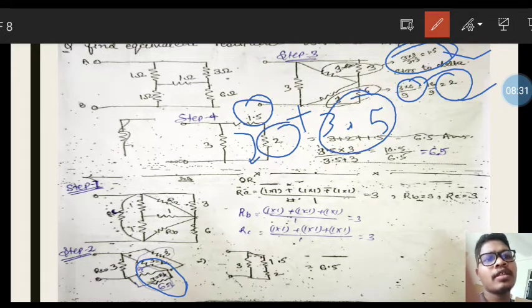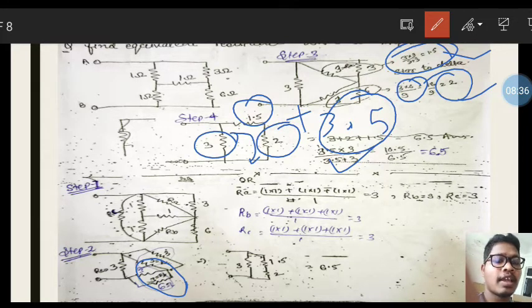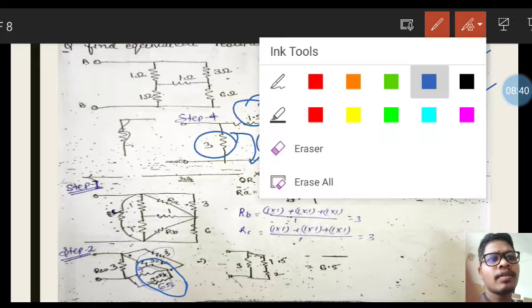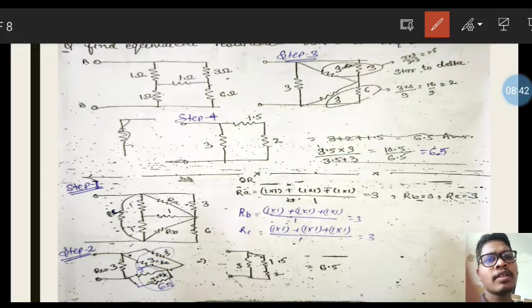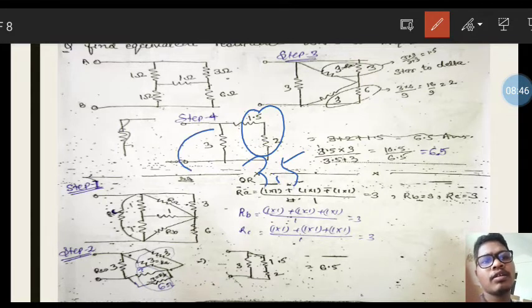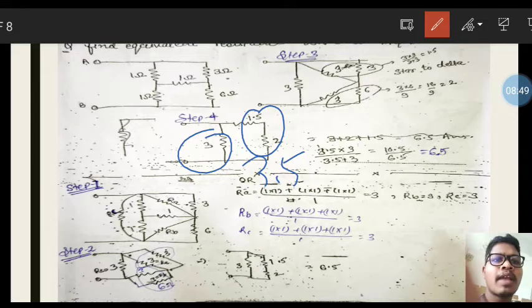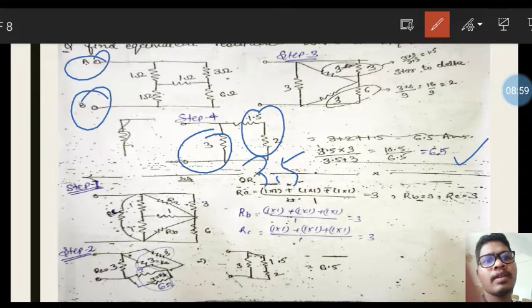Okay, so this 3.5 ohm resistance and the 3 ohm resistance are connected in a parallel manner. So here we take the parallel connection of this 3.5 and 3 ohm. So 3.5 into 3 divided by 3.5 plus 3 is 6.5. So this is the equivalent resistance between the points A and B. So this is our solution.